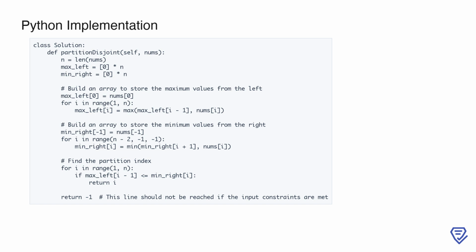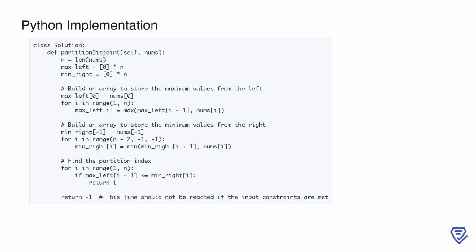For each index i, we check whether max_left[i-1], the maximum value in the left subarray, is less than or equal to min_right[i], the minimum value in the right subarray. If this condition is satisfied, i is the partition index, and we return it. The algorithm is efficient with a time complexity of O(n), due to the 2 passes required to populate max_left and min_right, and a space complexity of O(n) for the auxiliary arrays. It also handles edge cases, such as arrays with all identical elements or strictly increasing/decreasing arrays, ensuring correctness under all valid inputs.